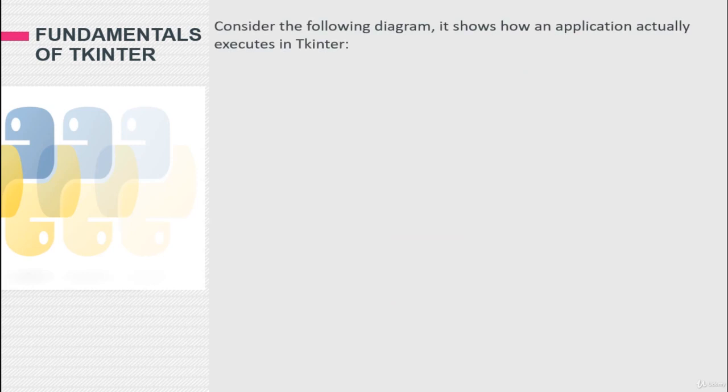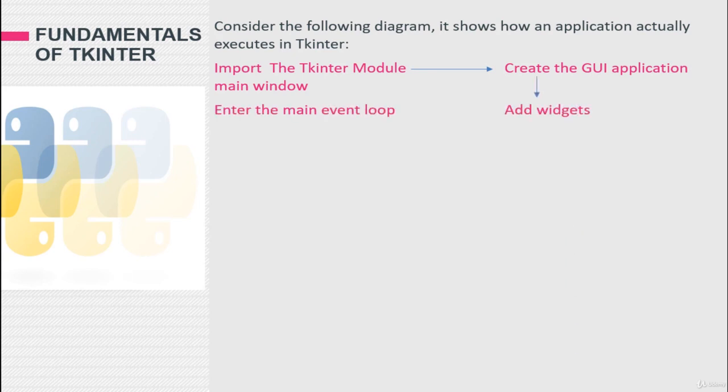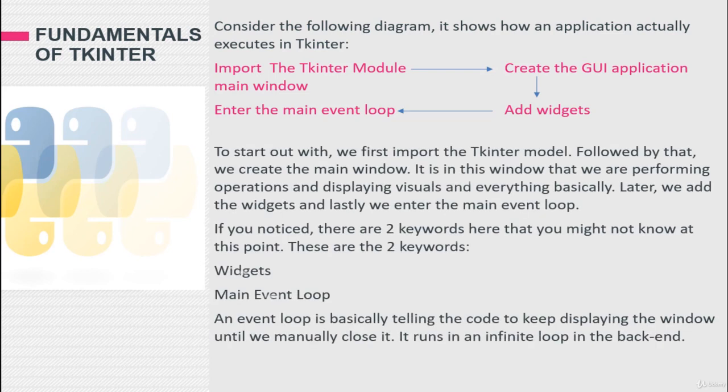Now we see the fundamentals of Python Tkinter. Consider the following diagram. It shows how an application actually executes in Python Tkinter. Firstly, as you can see, I just import the Python Tkinter module in the main window. Then I create the GUI application and add widgets to it, and at the last I enter the event loop. To start with, first import the Tkinter module, followed by that we create the main window. It is in this window that we are performing operations and displaying visuals and everything basically. Later we will add the widgets and lastly we enter the main loop.